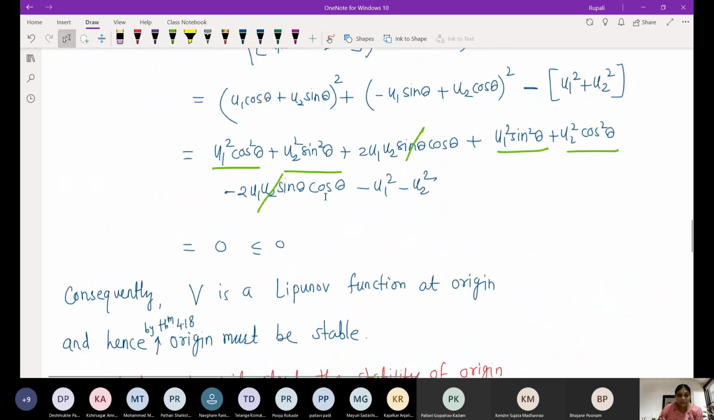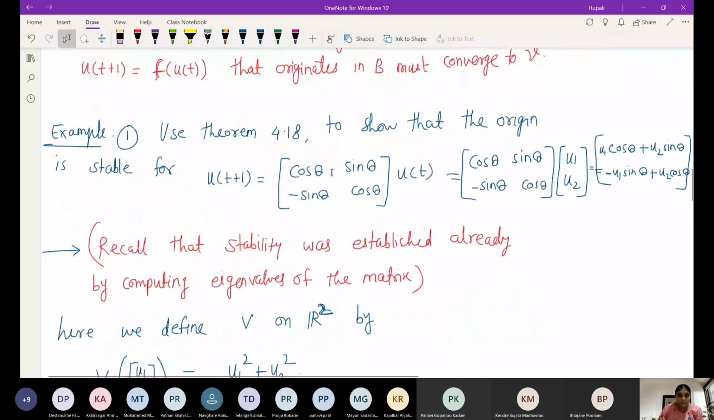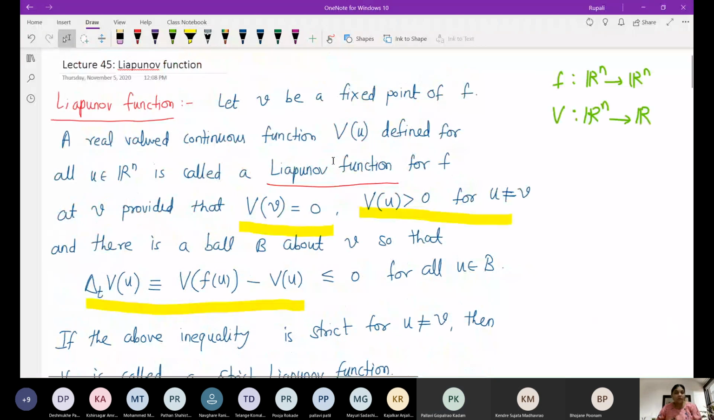Is that okay? Yes, ma'am. So now only one section is remaining, Floquet theory. Tomorrow and after tomorrow there won't be a lecture. So Monday we will start Floquet theory. Okay. So is this clear? Liapunov function. So go through it. If you have any doubts, you can ask me on Monday, or you can ask me on WhatsApp also.